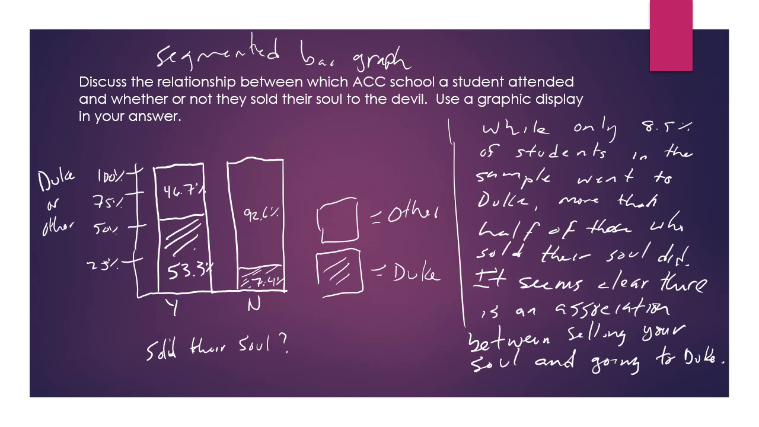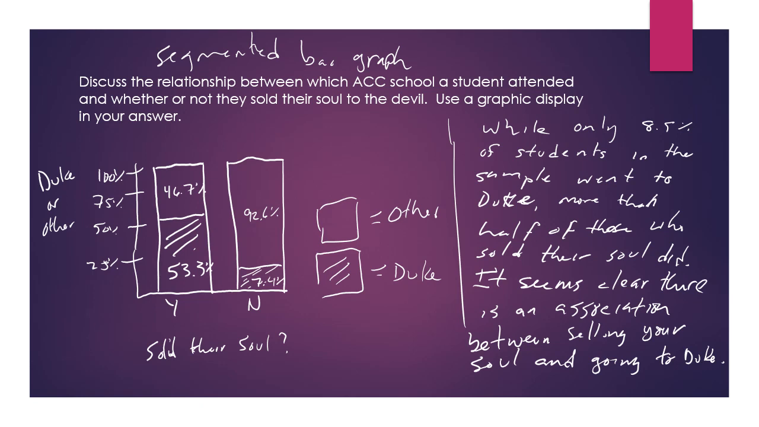Okay, notice I did not try to imply cause and effect here. I said there's an association between the two things, right? It could be that people who have sold their soul are more likely to be attracted to Duke, or it could be that going to Duke causes people to sell their soul. We don't know which way that influence works, but it does seem there's a strong connection between those two things, just based on the graph.